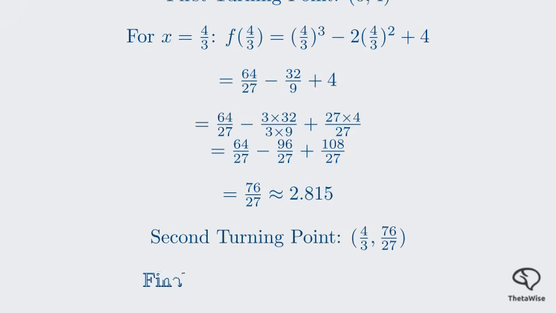So we have found the coordinates of both turning points by setting the first derivative to 0 and solving for x, then substituting those values back into the original function. We found the turning points for f of x. Now let's complete the next two parts of the question, which are related to graphing the function.